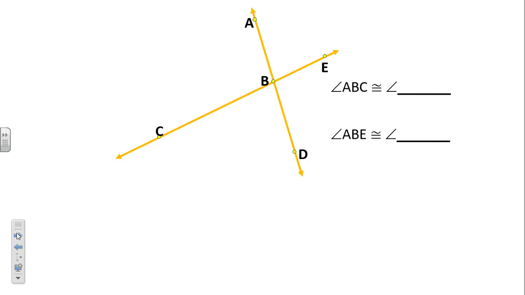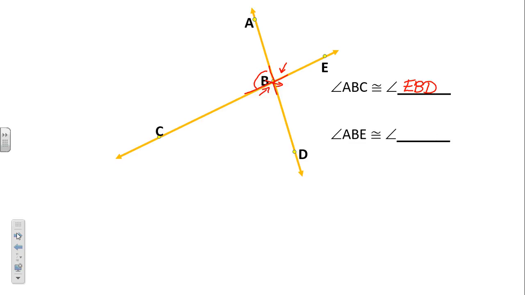Angle ABC will be congruent to which angle? CBD, are they opposite, only sharing a vertex? ABE is this one, and CBD was this one. But which one only shares a vertex with angle ABC? Good. EBD. Does everyone see why? Okay, they have nothing else in common, just that touch point, just that vertex. So EBD or DBE. Okay.